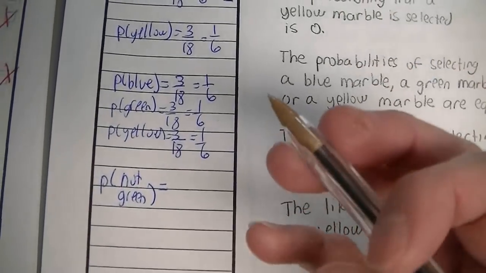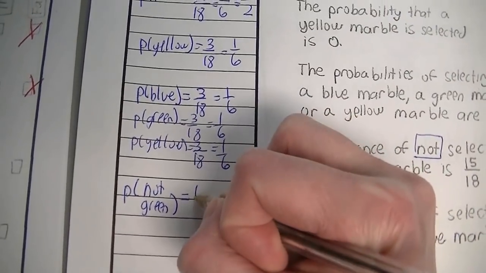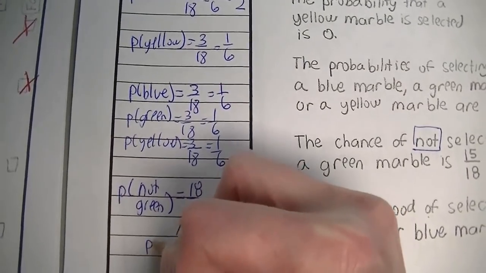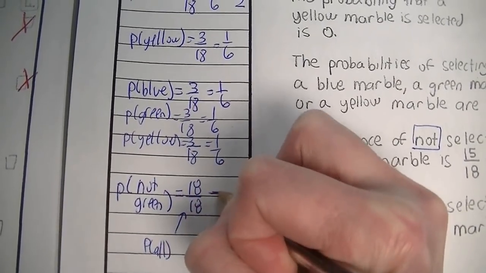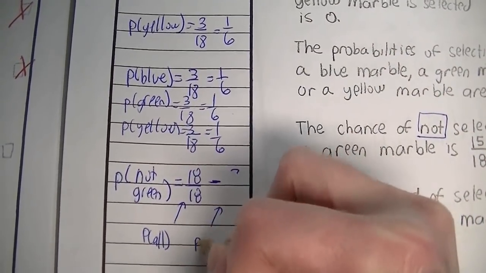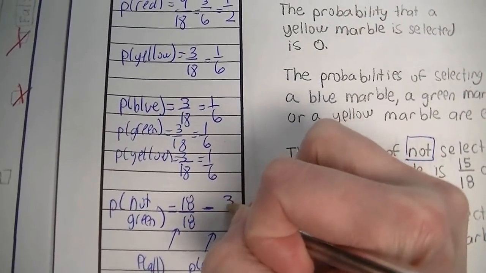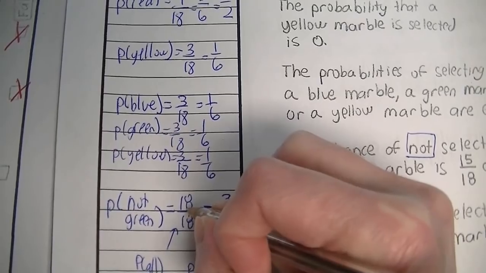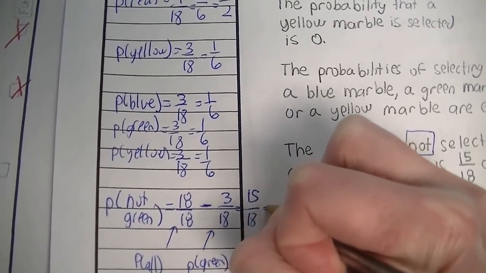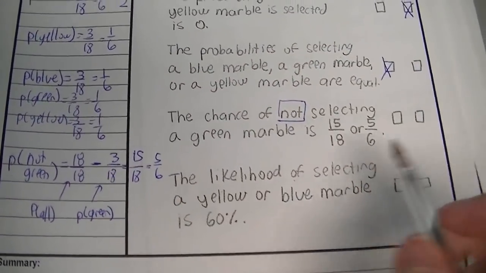5/6. Or another way that you can do this is you can take the probability of the whole thing, 18 out of 18. Okay, that's the probability of all of them. And you're going to subtract the probability of the thing you don't want. You don't want green. The probability of green was 3/18. So 18 minus 3 is 15/18, which again simplifies down to 5/6. So yeah, that's true.